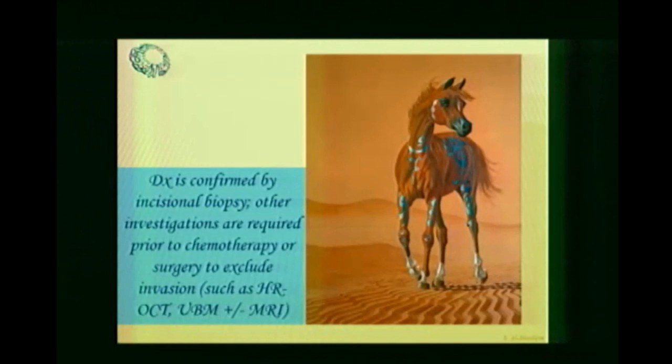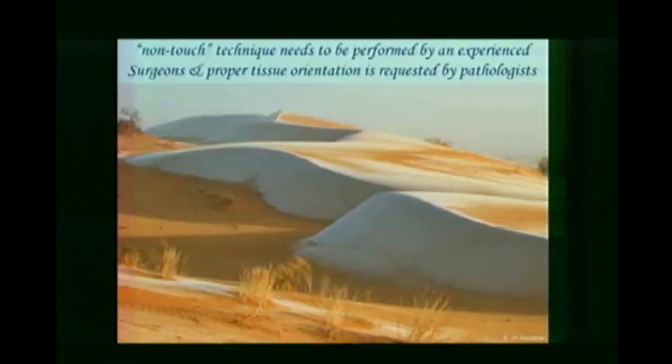So in conclusion, I would say that OSSN presents as a cellular growth on the cornea, a frosting lesion, staining well with rose bengal. Diagnosis of OSSN is confirmed by incisional biopsy. Other investigations are required prior to starting chemotherapy or surgery to exclude invasion, especially OCT, UBM, with or without MRI.